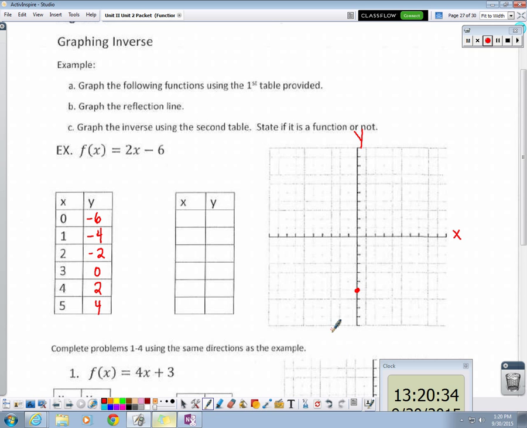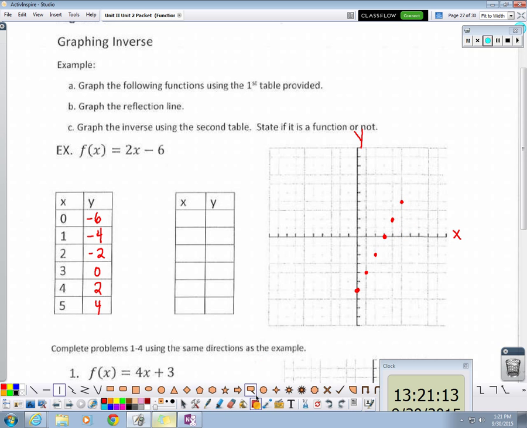Okay, our next point is 1, negative 4. So how do we plot it? Which way over? Right 1, because it's a positive 1, and then down 4. Okay, 2, negative 2. Right 2, down 2. 3, 0. Right 3, and then that's it. 4, 2. Right 4, up 2. 5, 4. Correct.